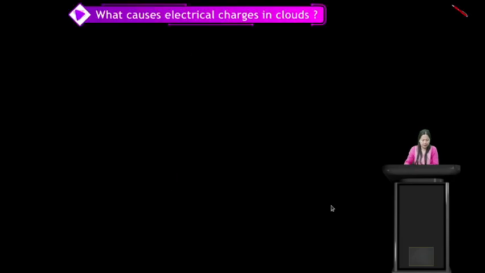Alright, students, let us proceed. The question is, what causes electrical charges in clouds? Now, we have seen briefly in our previous class that lightning, the spark on the socket due to a loose plug, or the spark on the wire due to tangling of the wire, are of the same phenomena. So what causes electrical charges in clouds? We know that the spark is happening because of electrical charge.